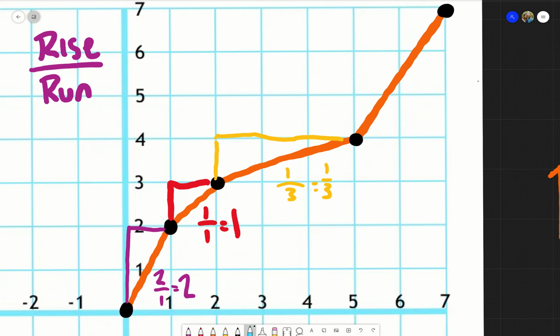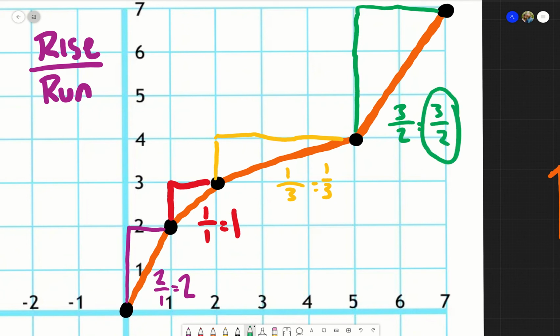And then my last 2 points, let me change my color here. I'm going to go up 1, 2, 3 over 2 for a slope of 3 over 2. So these here are my rates of change. So this is 4 different rates of change. My graph doesn't have one constant slope. It has 4 different slopes, and those are my rates of change that occur over my graph.